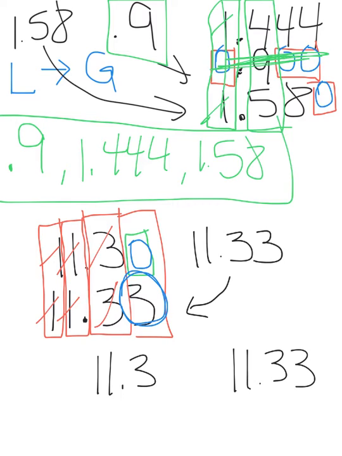Which one is bigger? And remember, our open side faces the one that was bigger, and we said that this one, 11.33, was our larger number. So when I go ahead and write that, open side goes to the bigger number. So we read this, 11.3 is less than 11.33, or 11 and 33 hundredths.